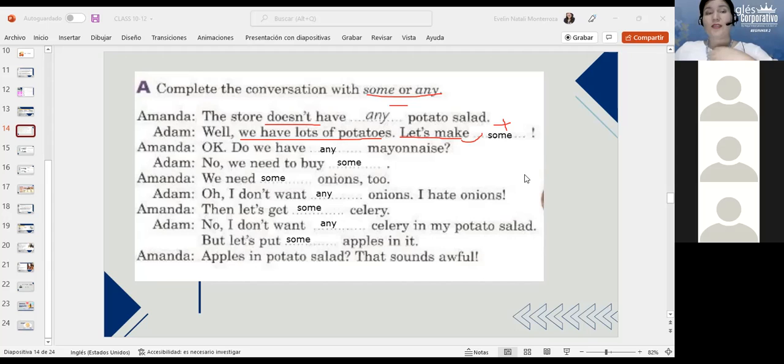Do we have any mayonnaise? No, we need to buy some. We need some onions too. Oh, I don't want any onions. I hate onions. Then let's get some celery. No, I don't want any celery in my potato salad. But let's put some apples in it. Apples in potato salad. That sounds awful.